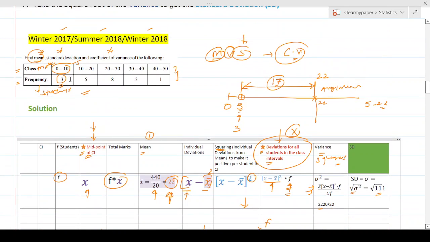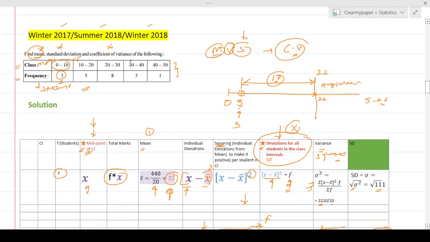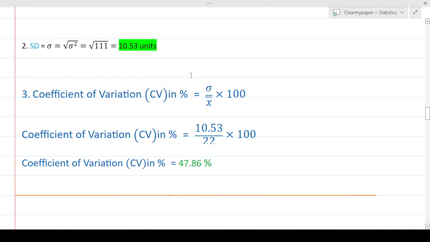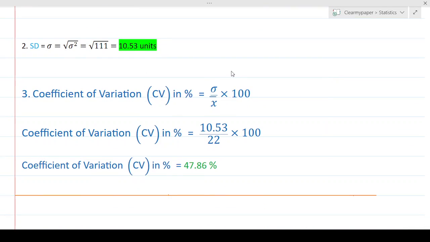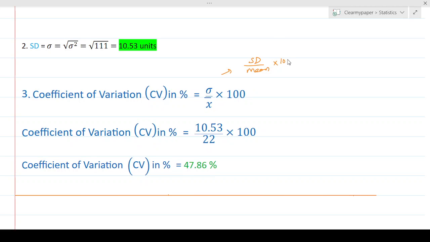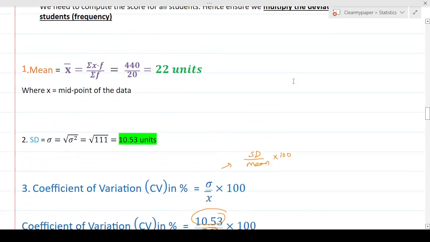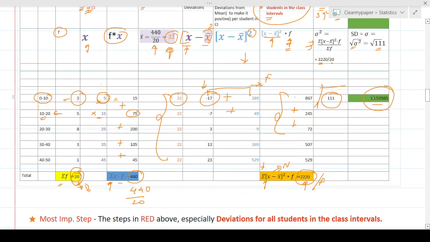And the last step is to calculate the coefficient of variation, which is nothing but applying a simple formula over here, which is standard deviation over mean. And for percentage, you need to just multiply by 100. So if you see here, I'm getting both the things from the above table, 10.53 upon 22. This is my 10.53 over here. And then I get 22 from here.